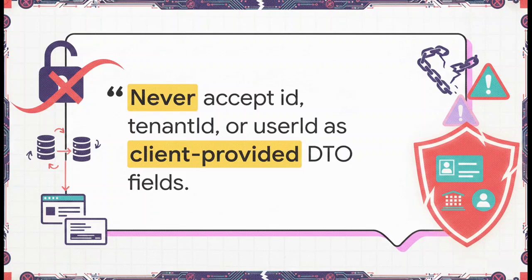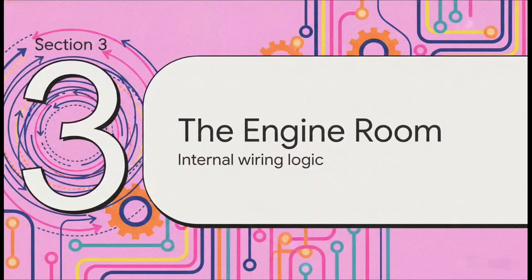A malicious client could just pass in someone else's ID, claim to be any user, operate within an entirely different organization's tenant, or overwrite any record they want. You have to keep these fields off your customs forms entirely. No exceptions. All right, moving on to section 3, the engine room.